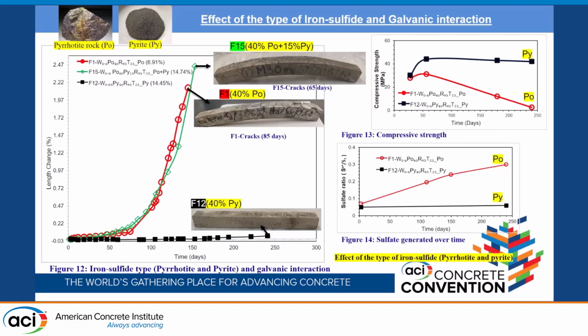So galvanic interaction: we know that when two sulfide minerals come in contact with each other, galvanic interaction occurs due to the differences in their rest potential. Here specimen F1 was cast with 40% pyrrhotite only, and specimen F15 was cast with 40% pyrrhotite plus 15% pyrite. It showed cracking 20 days earlier than the F1 specimen. It could be due to the galvanic interaction. Galvanic interaction also accelerates the oxidation.